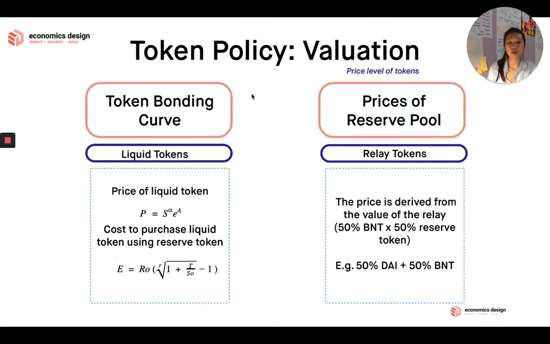Then we also talk about how we value relay tokens. Relay tokens are valued based on the value of the reserve pool, so the price of the reserve pool. The price of the reserve pool is 50% BNT, 50% reserve tokens. So you add them together, that's the value of the reserve pool. And if there are 10 relay tokens to represent the reserve pool, each relay token is 10%.